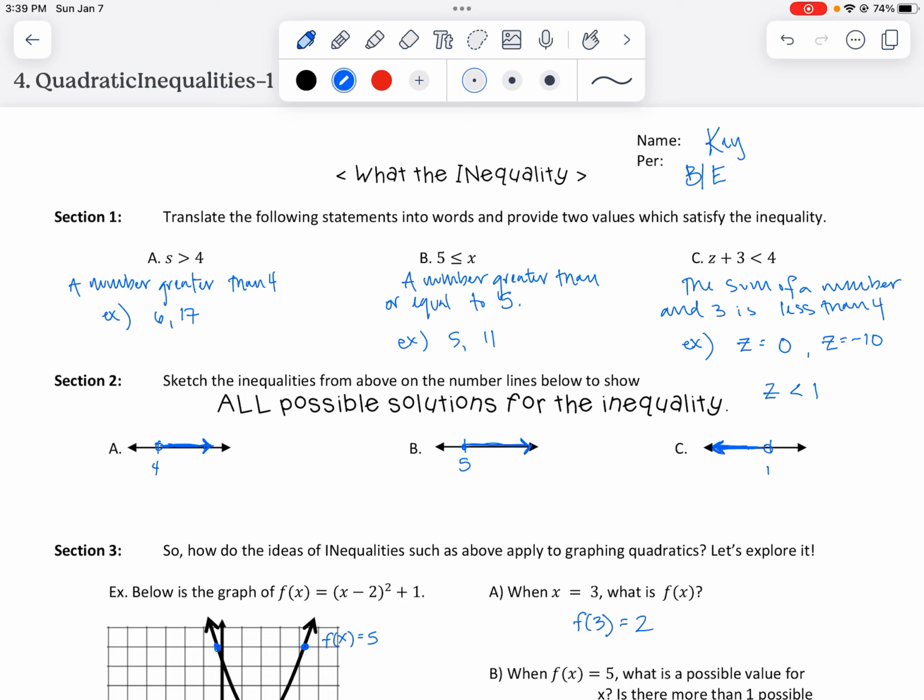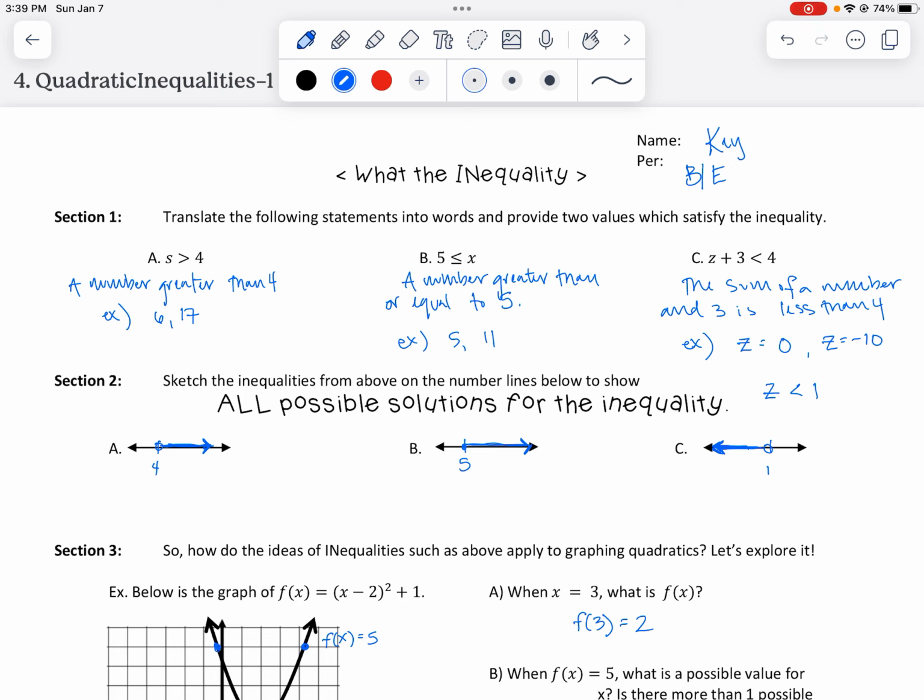So in section 1, pretty basic here, we're back to Algebra 1 ideas, and we're just translating the statement "a number greater than 4" into words and then giving an example for the solution. In part B, I'm taking a number that is greater than or equal to 5, and so an example would be 5 or 11, etc. C is a little bit more complicated just because it's a single-step inequality, so you have one step to solve it, but the idea is the same.